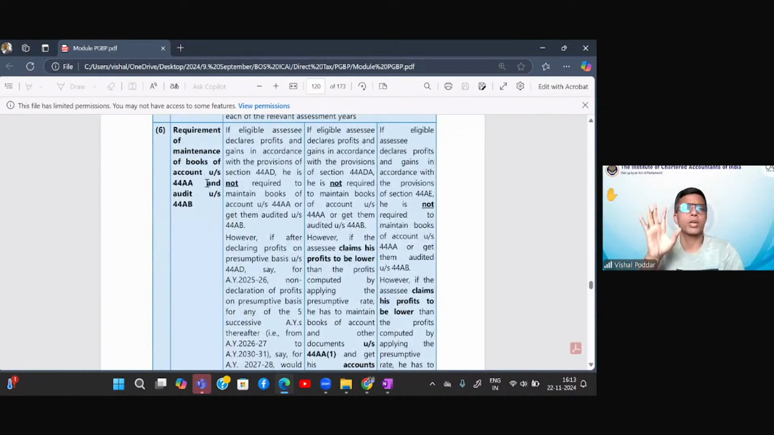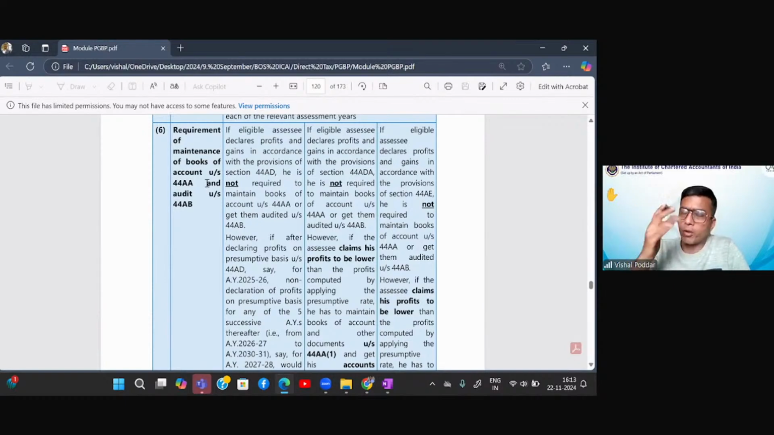Now, the only crucial or difficult point of this section is this part. What is the general rule? The general rule is either you show the estimated income what we have given or you show a higher income than that. So we have asked 8%, 6%, you show 10%, we are more than happy, no problem. But if you want to show that your income is below 8 or 6%, in case of professional below 50%, in case of tour operator or truck driver below the amounts given, then you will have to maintain books and also get the books audited.